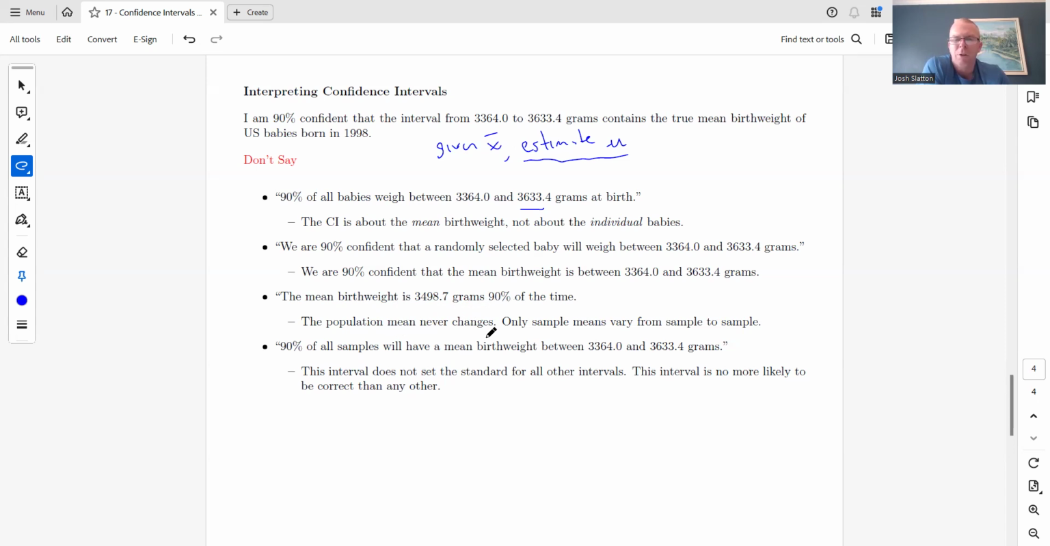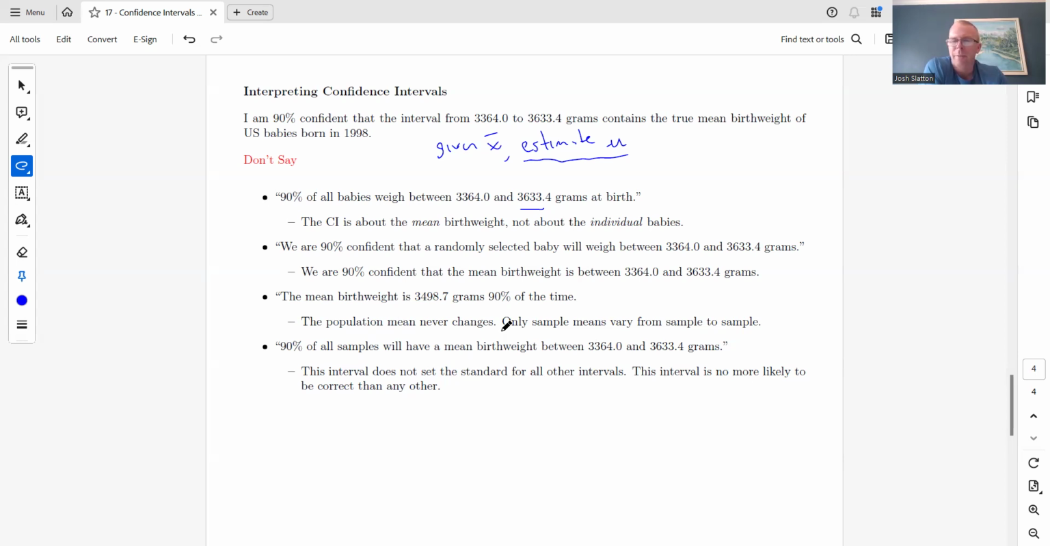The population mean never changes. The birth weight of babies born in 1998 is what it is, not changing. You assume that the population parameter, whatever that is, is not changing. Obviously, it could possibly change. The average human height has changed over time. Back in the 1800s, it was a lot shorter than it is now. But generally speaking, we just assume the population mean is not changing. It is what it is, and we're getting a sample to try to estimate that.